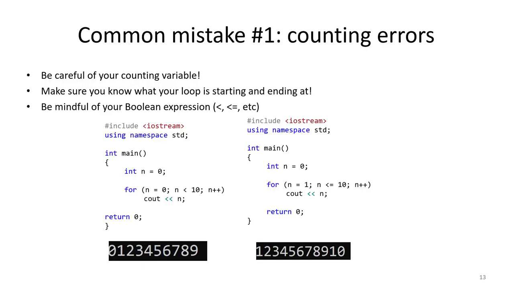All right, so that brings us to our common loop mistake number 1. That mistake is counting errors. So you want to be very careful here. If you are using some counting variable to control your loop, you want to make sure you know exactly where your loop is starting and where your loop is ending. And be especially careful of that Boolean expression. We want to make sure that we remember to start and stop at the correct values that our program requires.